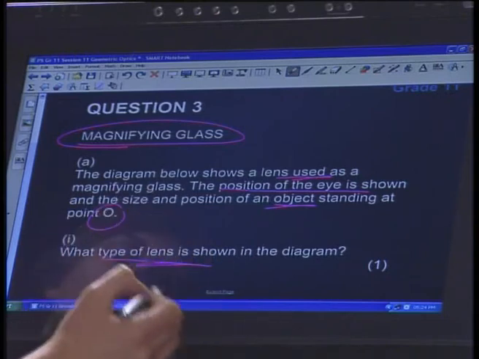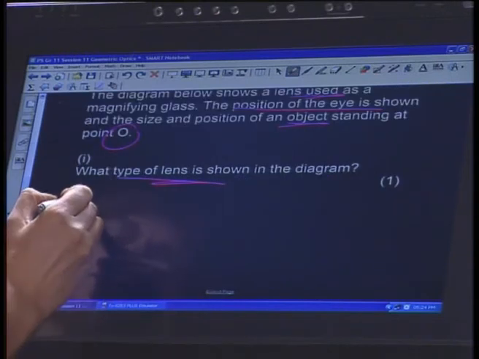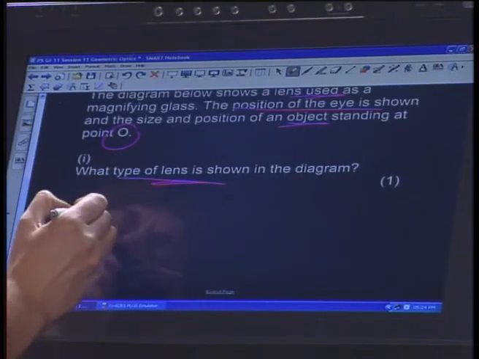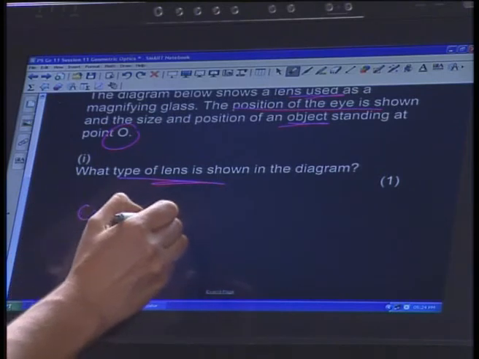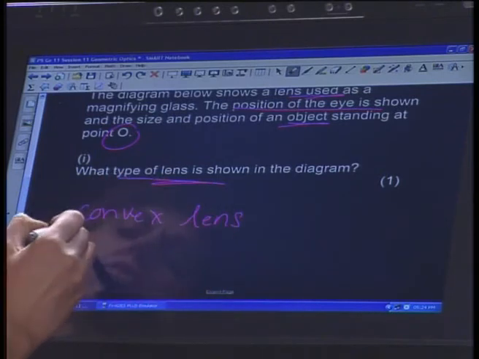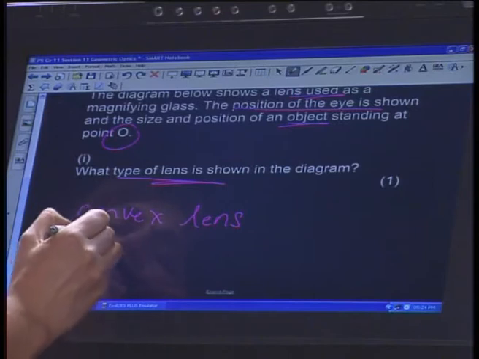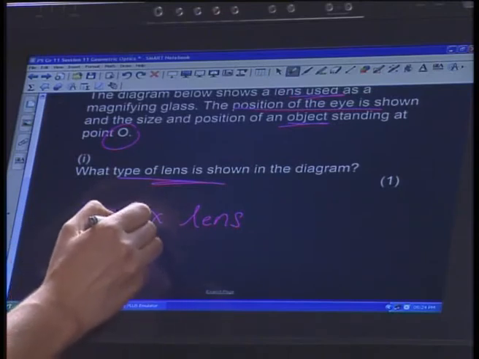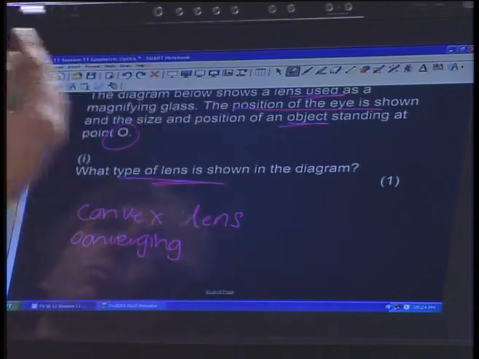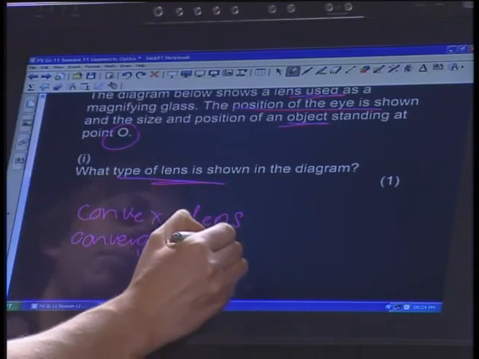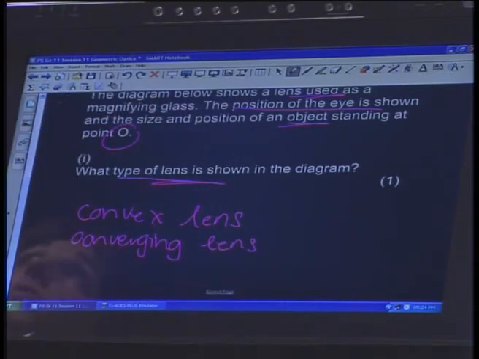If you think back to the diagram we just looked at, you would remember that I told you that it was a convex lens. You can also call it a converging lens because it converges or brings the light rays together. Both of these mean exactly the same, and you would get the correct mark for that.